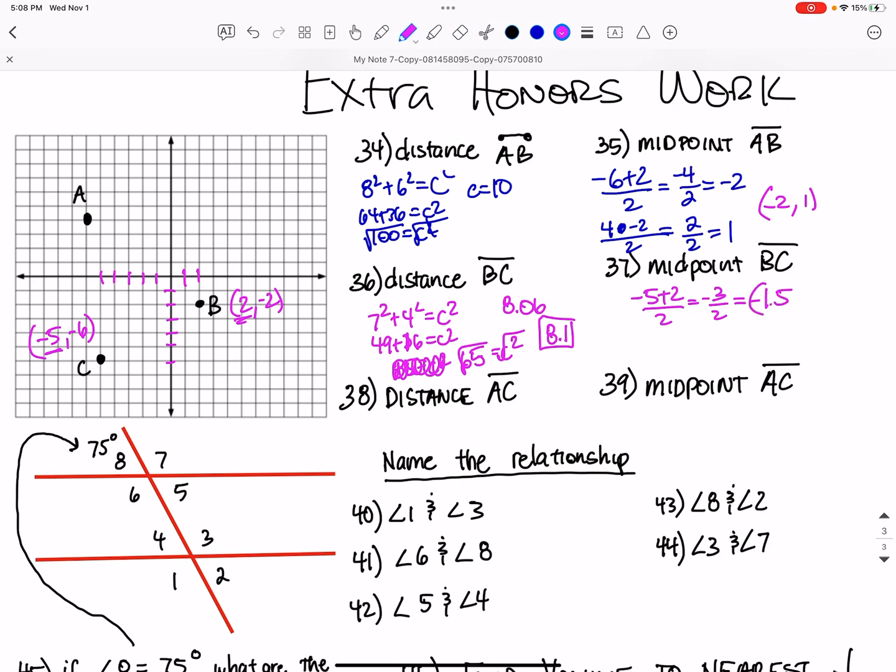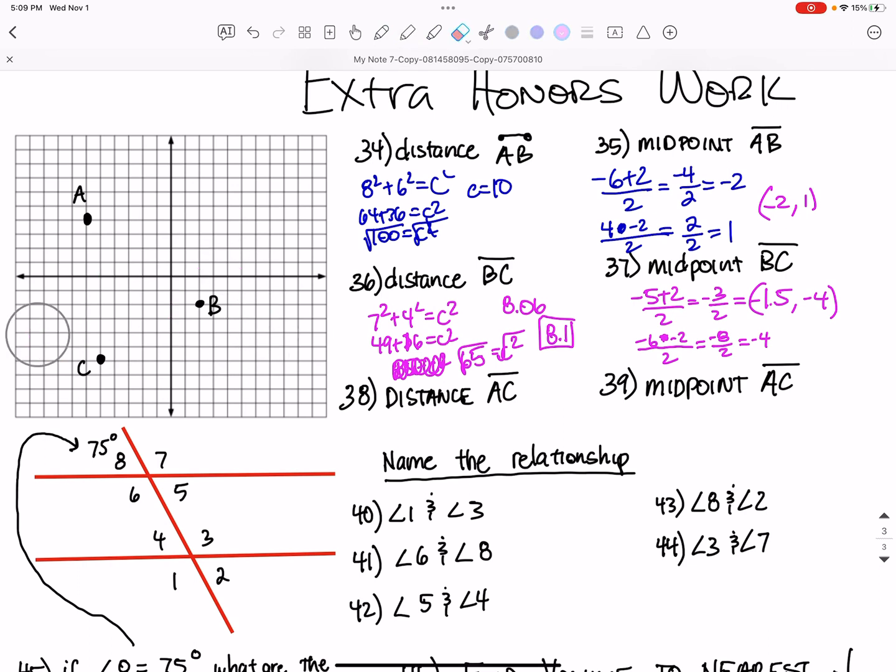Where is the middle of the y's? Between negative 6 and negative 2. Negative 6 plus negative 2 is negative 8, divided by 2. The middle up and down is at negative 4. So the middle is at negative 1.5, negative 4. You're just adding the x's together and cutting them in half, and adding the y's together and cutting them in half.